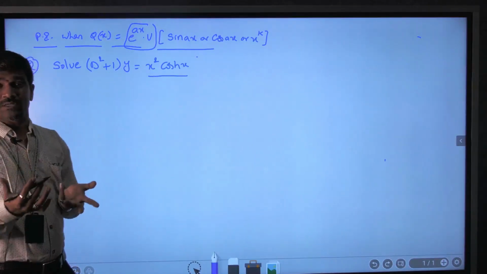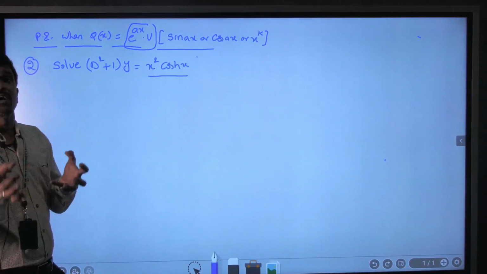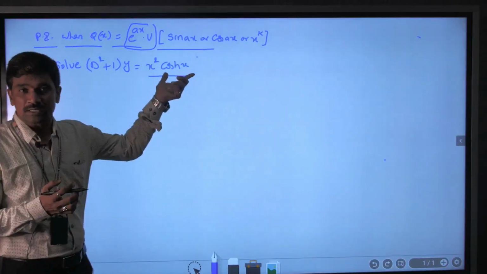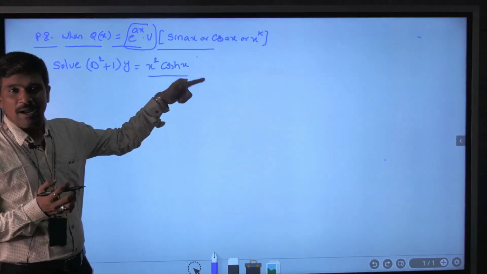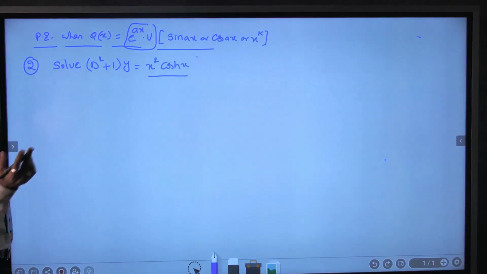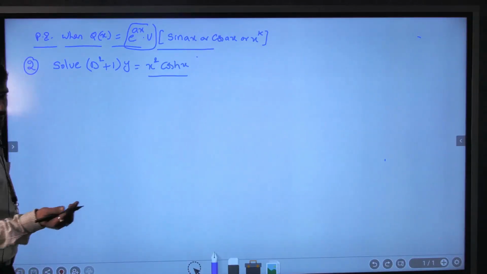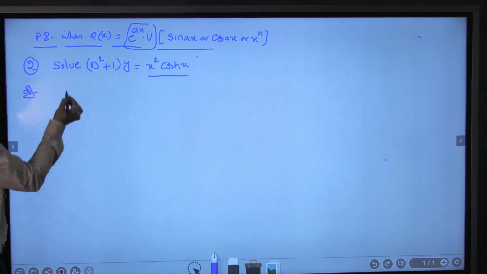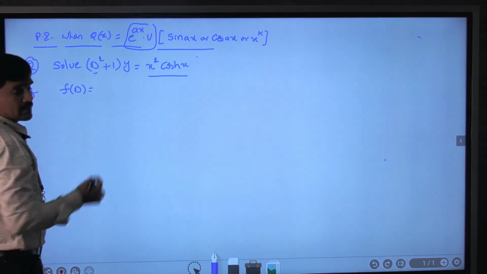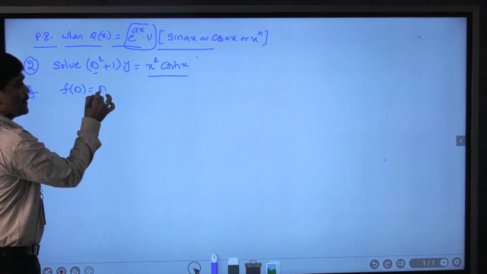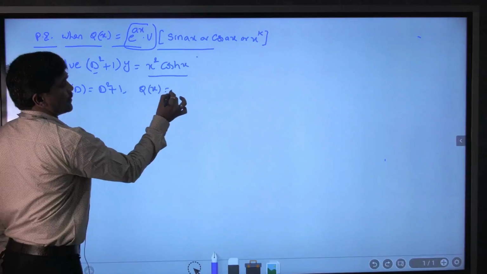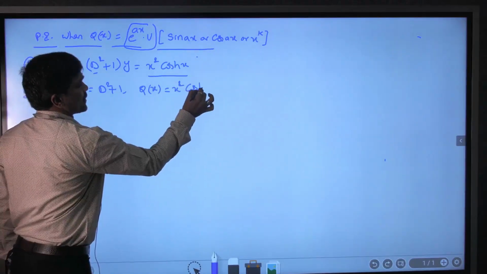So when we get cos hx or sin hx, first of all we have to convert into exponential form. What is cos hx here? E power x plus e power minus x by 2. So first find the complementary function, after that we can find the particular integration. What is f of d? Compare with f of d into y is equal to q. Here f of d is d square plus 1 and q of x is equal to x square cos hx.